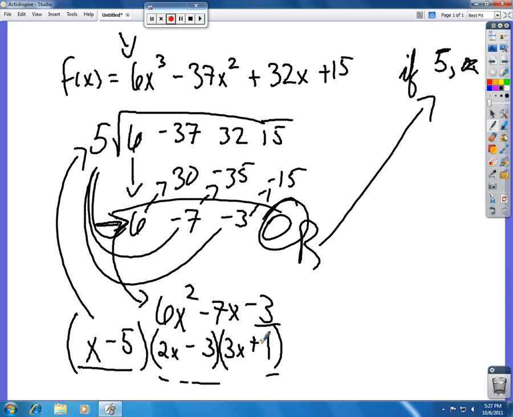So go ahead and if you FOIL all 3 of these out, you will come back to your original polynomial, and that's the whole game here. So again, as you saw, it's the same thing over and over, except this last step here where you just have to factor your quotient.